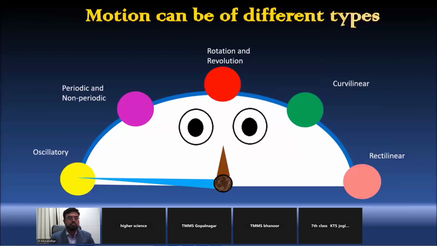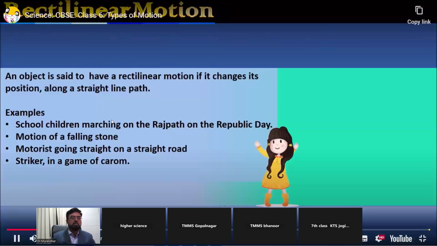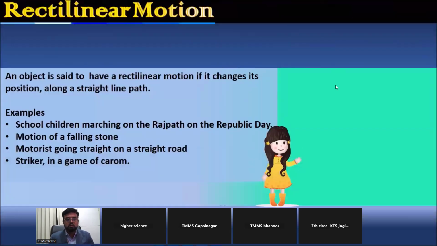I begin with rectilinear motion. An object is said to have a rectilinear motion if the changes in its position are all along a straight line path.